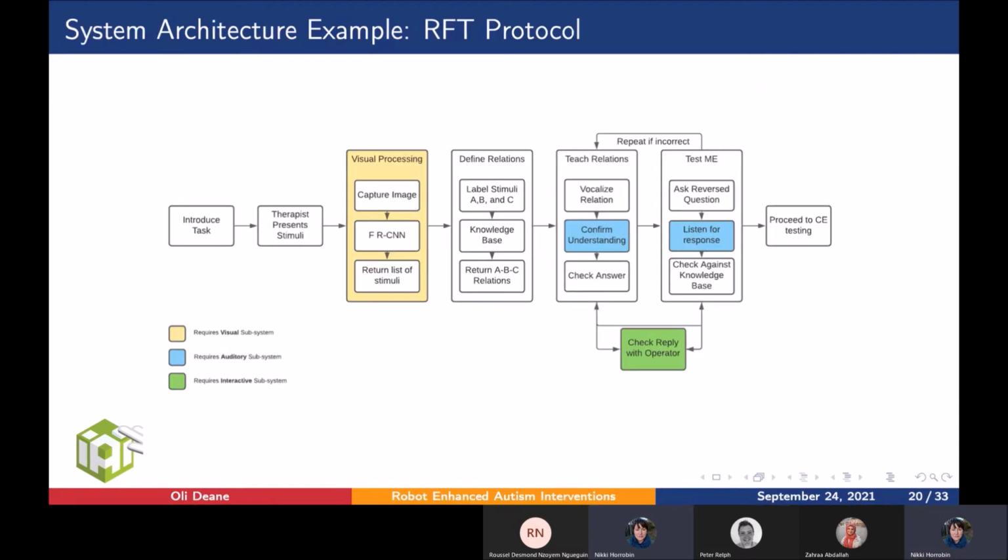And so to see that in action, we can look at this system architecture for one relational training paradigm. The session will begin with the robot introducing the task. The therapist then presents the stimuli. The robot identifies the stimuli that are present with its visual subsystem. It defines the relations for itself by referring to a knowledge base that contains a set of pre-registered relational rules that it can then use to understand for itself how the different stimuli presented relate to each other. And then it teaches the relations to the child.